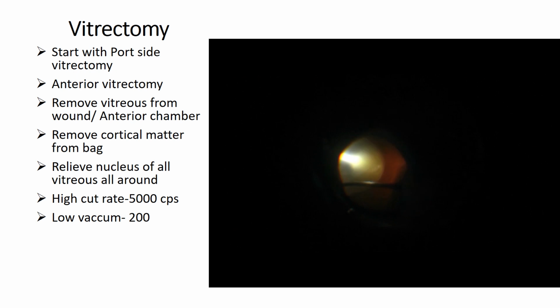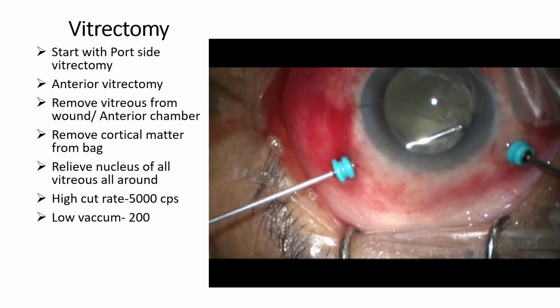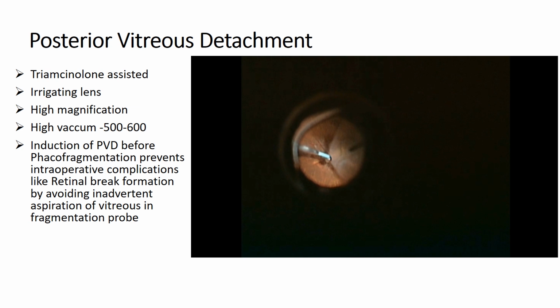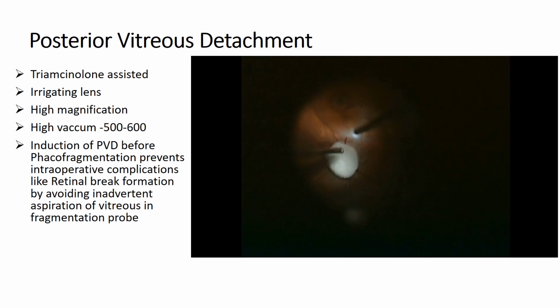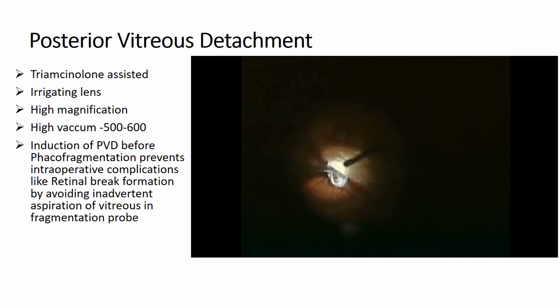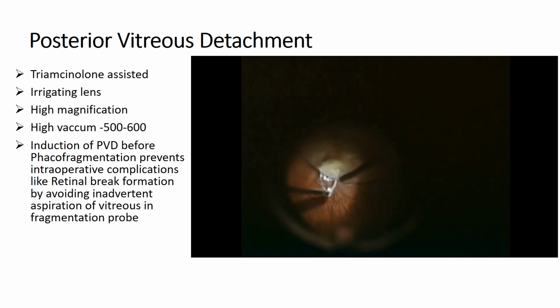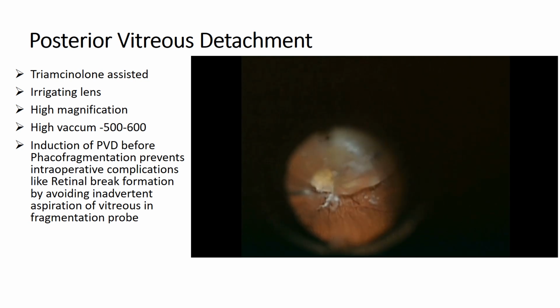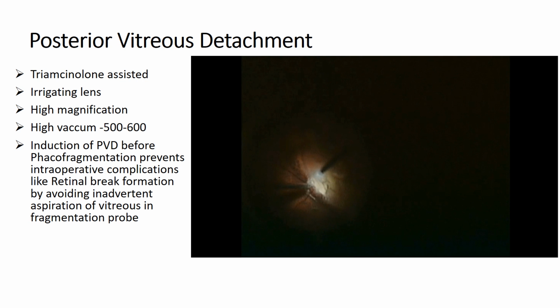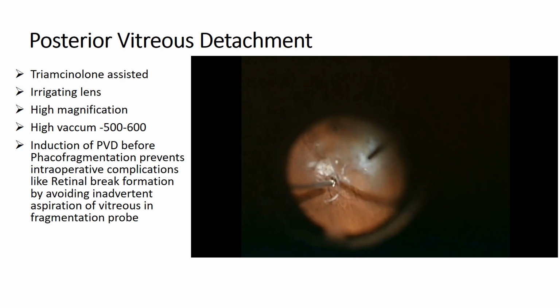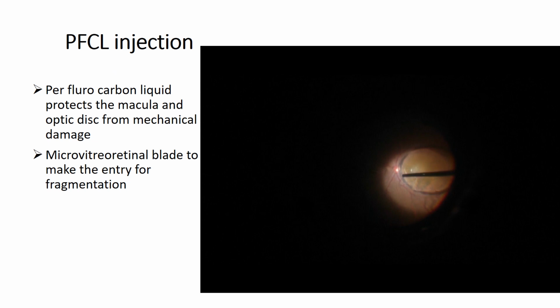Once you are able to relieve the nucleus from the adjacent vitreous, then you can try to induce a posterior vitreous detachment with a triamcinolone assisted technique. Use an irrigating lens under high magnification and high vacuum. Induce the PVD. This prevents intraoperative complications like retinal break formation by avoiding inadvertent pulling of the vitreous.